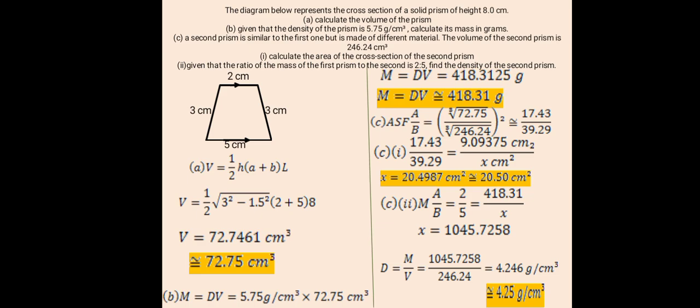Now, part C, we have been asked about a second prism similar to the first one, but made of different material. The volume of the second prism is 246.24 cubic centimeters. Calculate the cross section of the second prism. Now we have the area scale factor of the two objects. Let's say the first one is A, the second one is B.